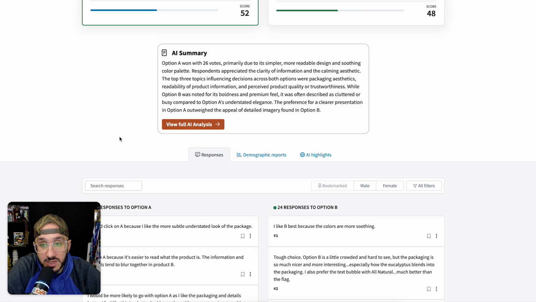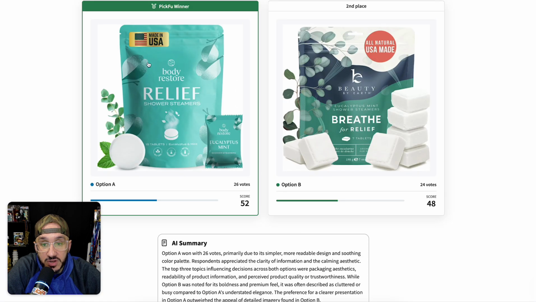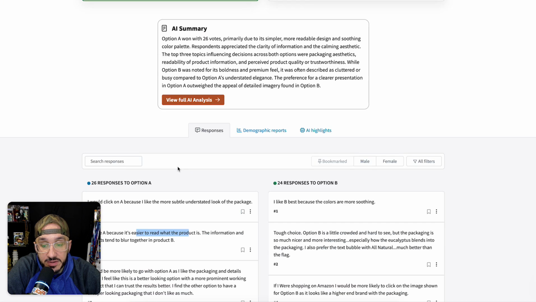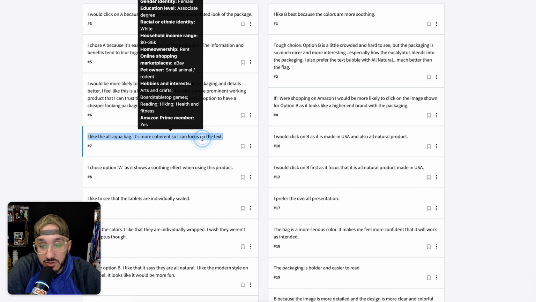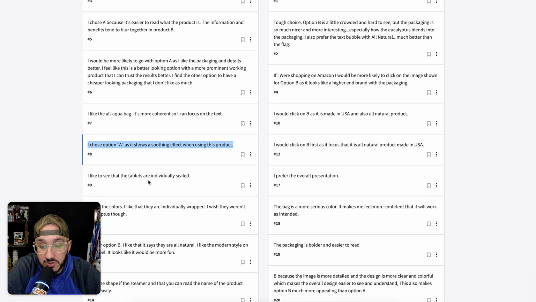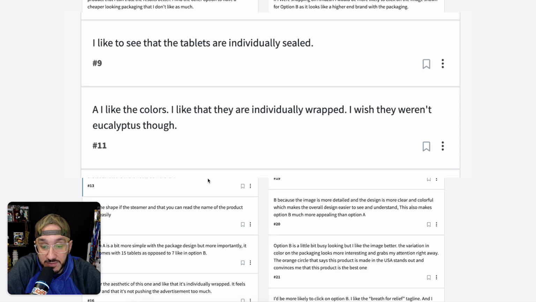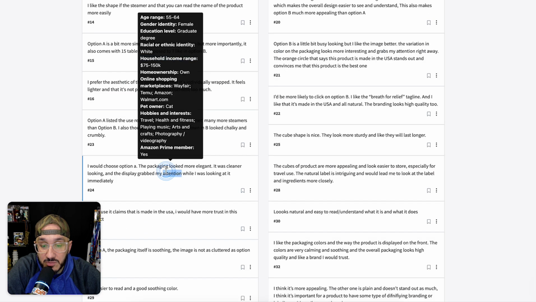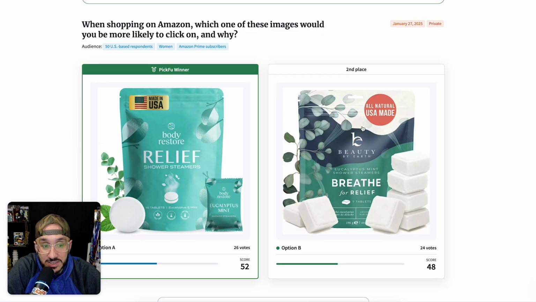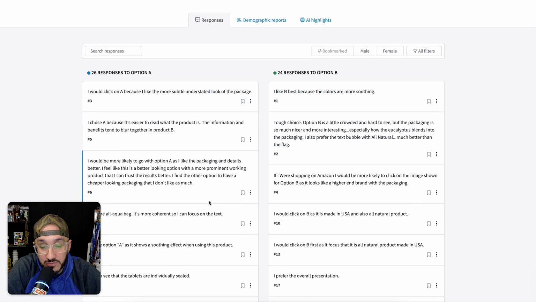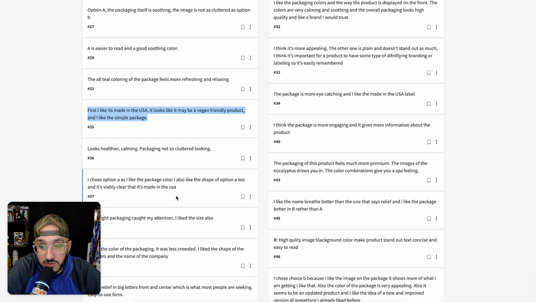So why did they go with A? Okay, it's more subtle, understated, easier to read. Easier to read, easier to read. That makes sense. I wonder if they're going to say anything about the shape. The all aqua bag, more coherent. I can focus on the text. Soothing effect. I like to see that they're individually sealed, individually wrapped. You can read the name of the product. Packaging looks clean. I can read it. Trust in this. Okay, so they automatically didn't realize that this is USA made, because that red, white, and blue flag matters to folks. Easier to read, made in the USA, simple packaging.